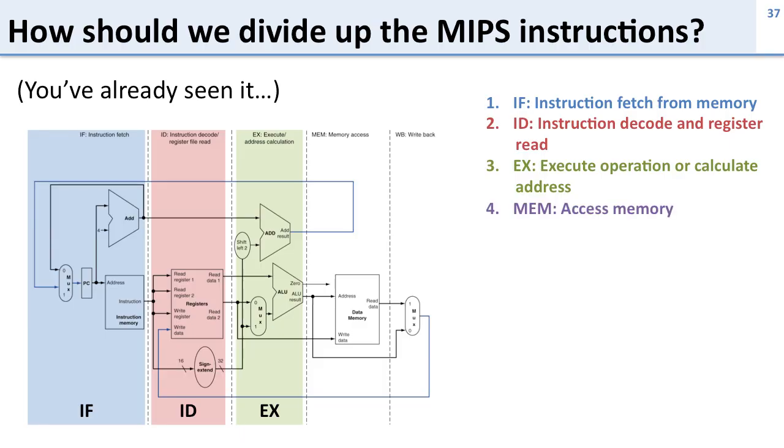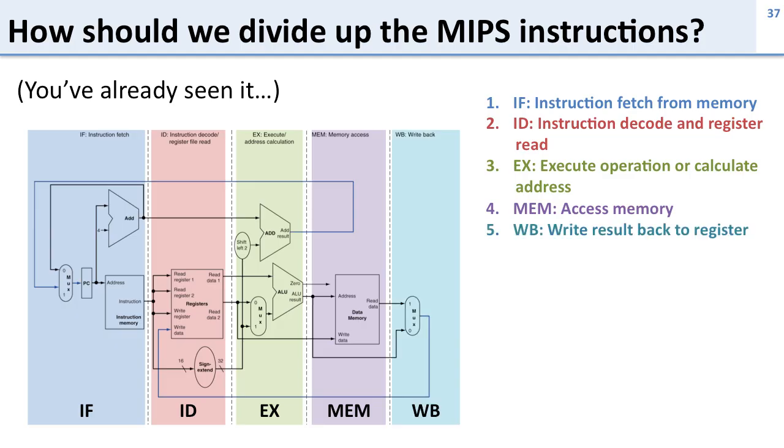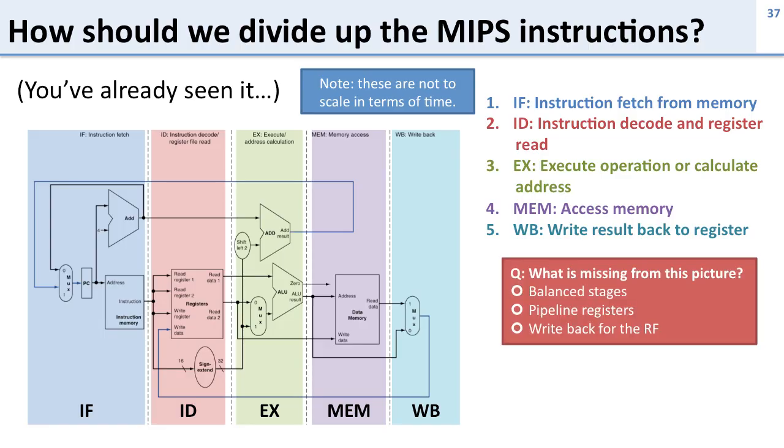Fourth stage is memory access, and here we're going to access the memory. And then the fifth stage is write back. So here we're going to take the results from that instruction and we're going to write it back into the register file. So it's important to note that the figures that we use here are not to scale in terms of time. So it looks like the IF stage is much longer, but that's just because of the way it's drawn. So here's a question. What is missing from this picture?